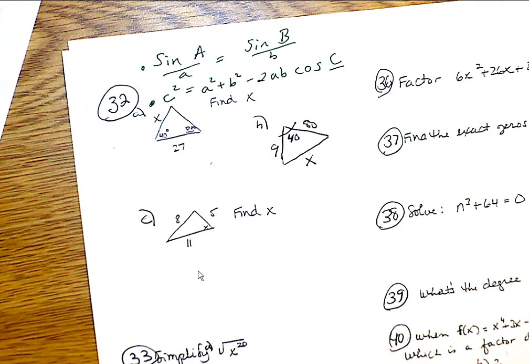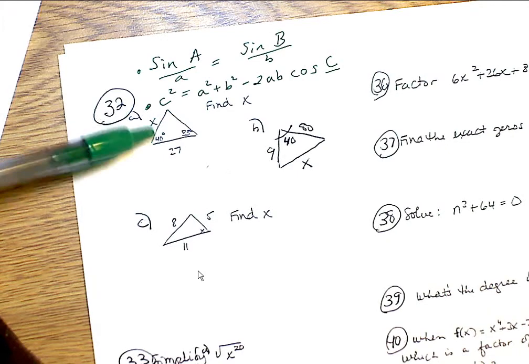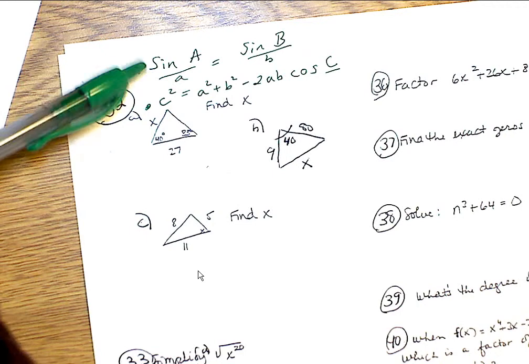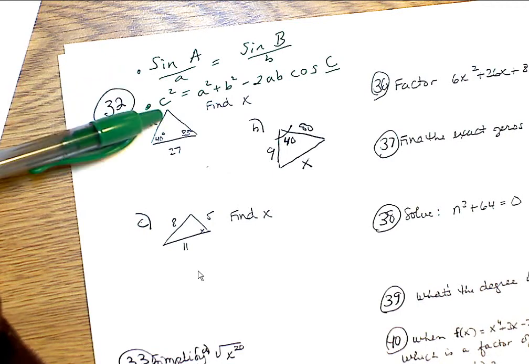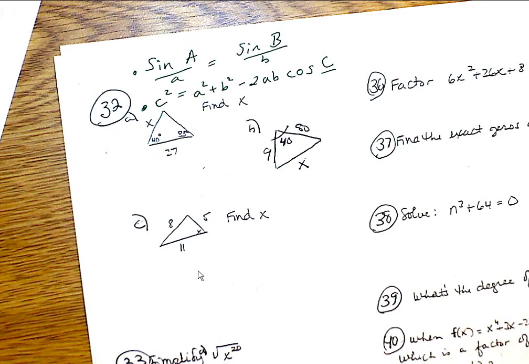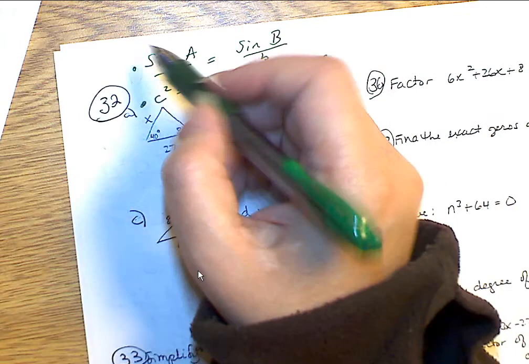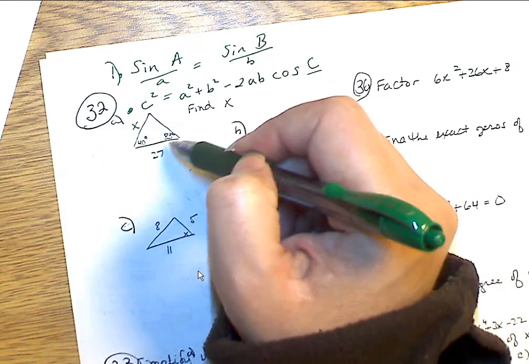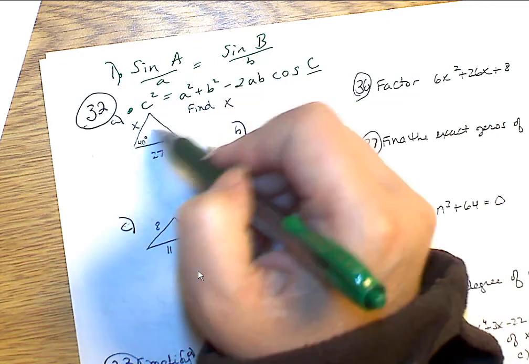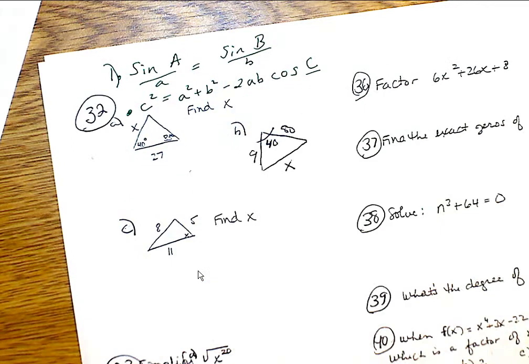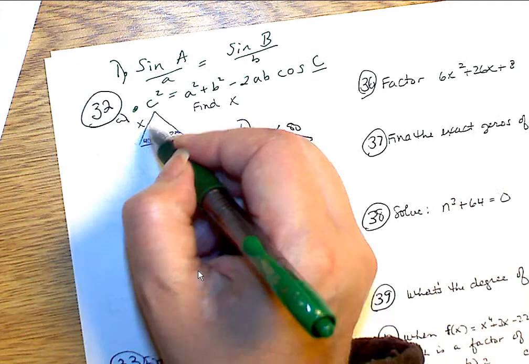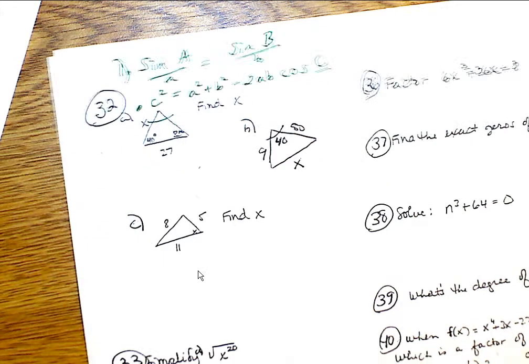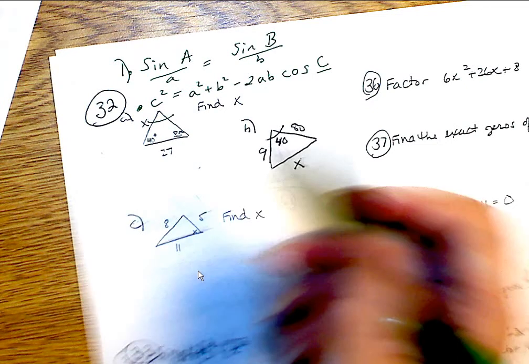I want you to take a moment and look at 32a and think to yourself, which one would you use, law of sines or law of cosines, to solve that? The one you always want to start with is law of sines. Since you have two angles and sides, you clearly can use the law of sines. Since we are given 27, we do need this angle.